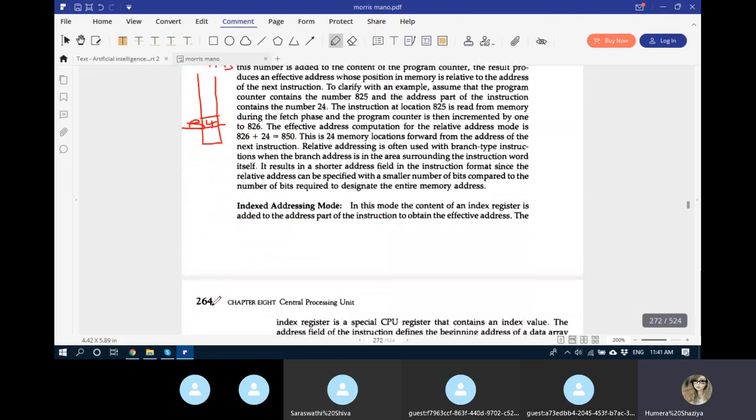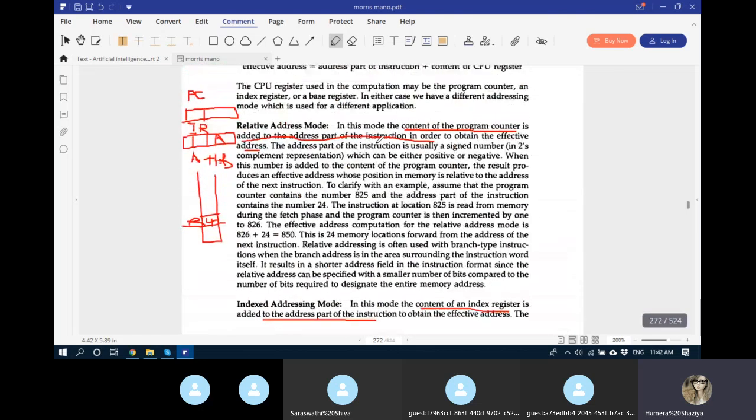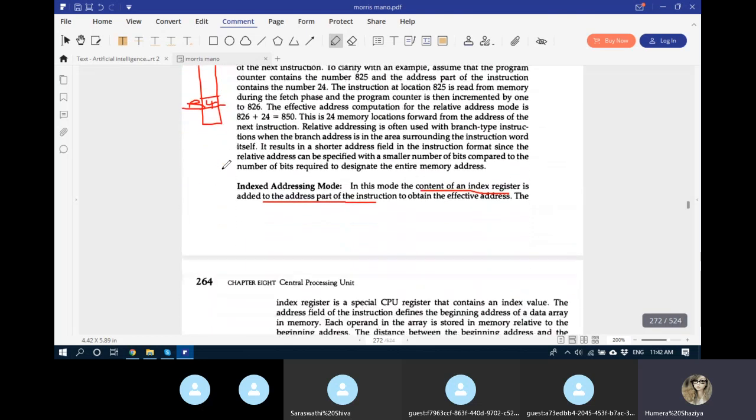Understand? Next, indexed addressing mode. In this, the contents of the index register is added to the address part of the instruction to obtain the effective address. Both are the same. The difference is, there the contents of the program counter is added to the address part, and here the contents of the index register is added to the address part. Instead of PC, if I put here the index register, then that is added to this A and gives the effective address.